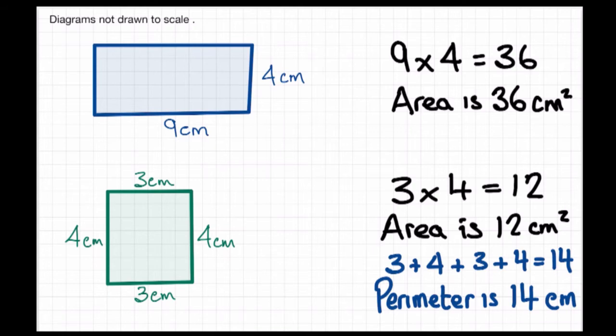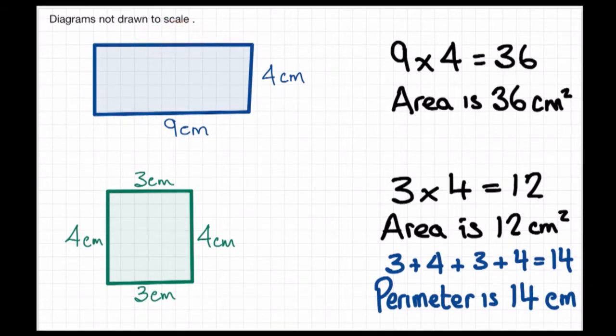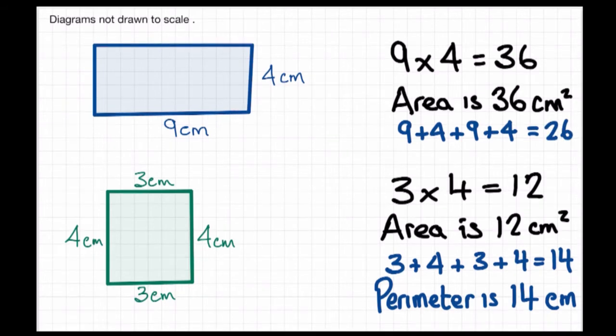Now the blue rectangle only has two measurements, the 4 and the 9. But because it's a rectangle, we can see what figure should go here. It's going to be 4, and what figure should be here. That's going to be 9. So, in a similar way, the calculation we have to do is 9 plus 4 plus 9 plus 4. So that's equal to 26. So the perimeter is 26 centimeters for the blue rectangle.